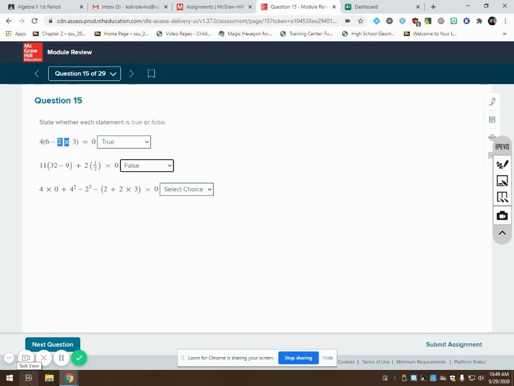Okay, 4 times 0 plus 4 squared minus 2 cubed minus 2 plus 2 times 3. Order of operations tells me to jump in here and do this set of parentheses first. So I have 6 plus 2, which is 8. 2 cubed is 8. 4 squared is 16. 4 times 0 is 0. So 0 plus 16 minus 8 minus 8. Well, 16 take away 8 is 8. 8 take away 8 more is 0. So this is a true statement.